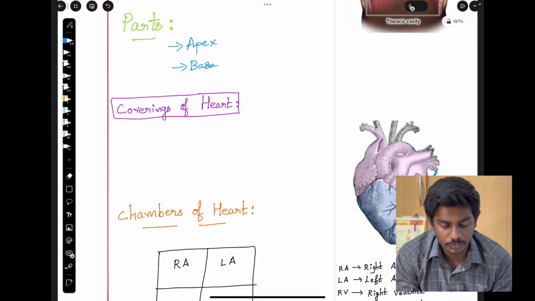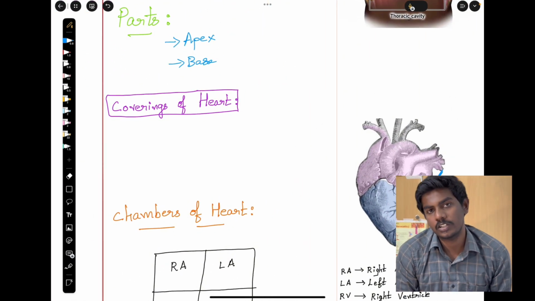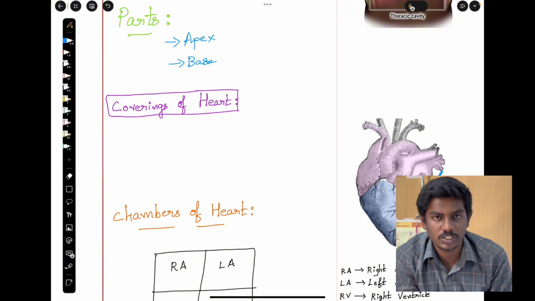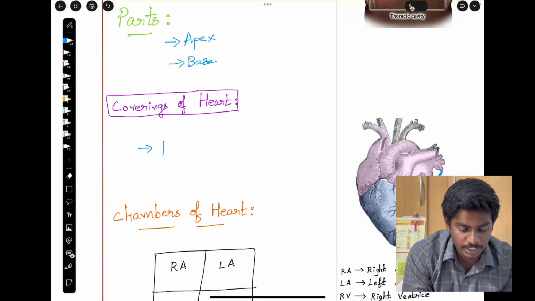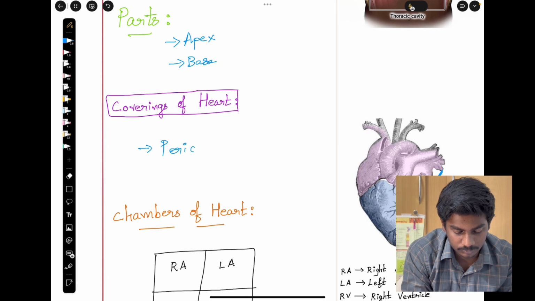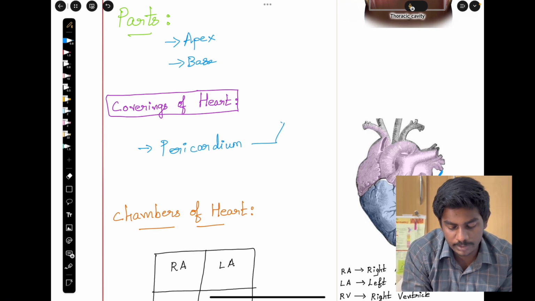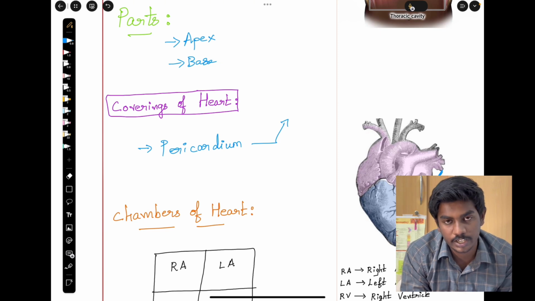Now we are going to see the coverings of the heart. The heart is a muscular organ, so it is covered by coverings. The covering of the heart is called the pericardium. Pericardium is of two types, fibrous pericardium and serous pericardium.